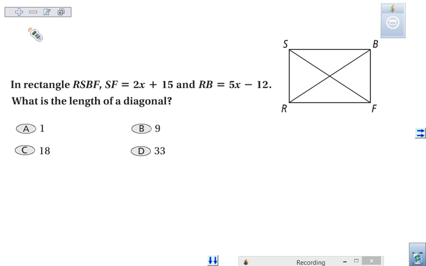Please try the next 3 multiple choice questions on your own. When you're ready to see the solutions, turn the video back on.